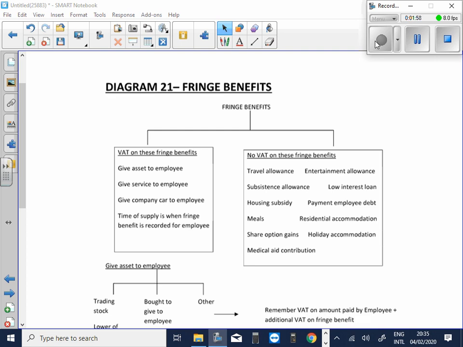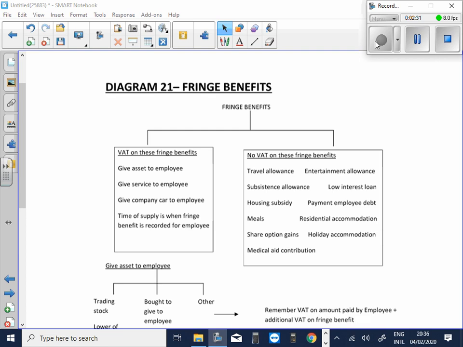So travel allowance, why is there no VAT? Supply of money. Entertainment allowance? Supply of money. Subsistence allowance? Supply of money. Low interest loan? It's a financial service. You give someone a loan, it's a financial service. Financial services are exempt. Housing subsidy? A housing subsidy, I give you cash for your bond. What happens if you give cash for your bond? Supply of money. It's exempt.